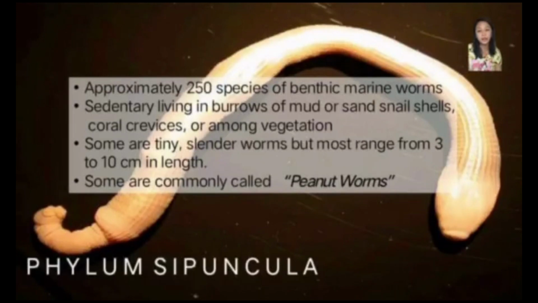Hi everyone, I am the reporter of Phylum Sipuncula. Phylum Sipuncula has approximately 250 species of benthic marine worms, sedentary and living in burrows of mud or sand, snail shells, coral crevices, or among vegetation. Some are tiny, slender worms but most range from 3 to 10 cm in length. Some are commonly called peanut worms.